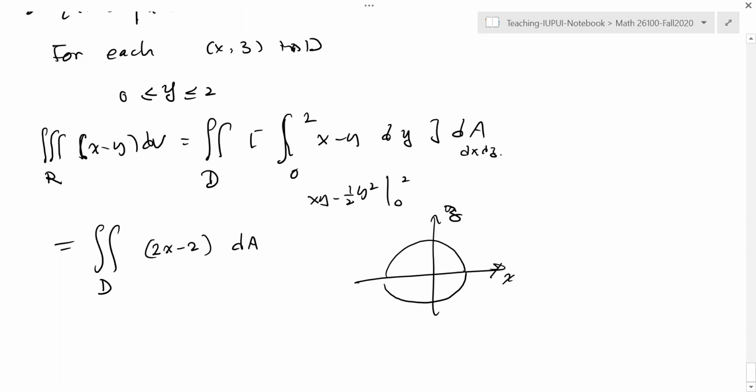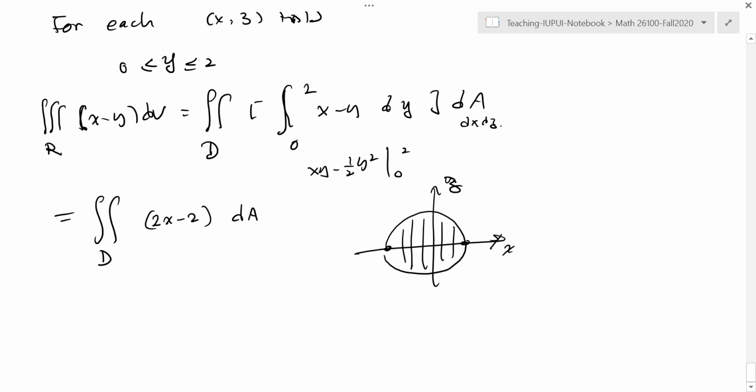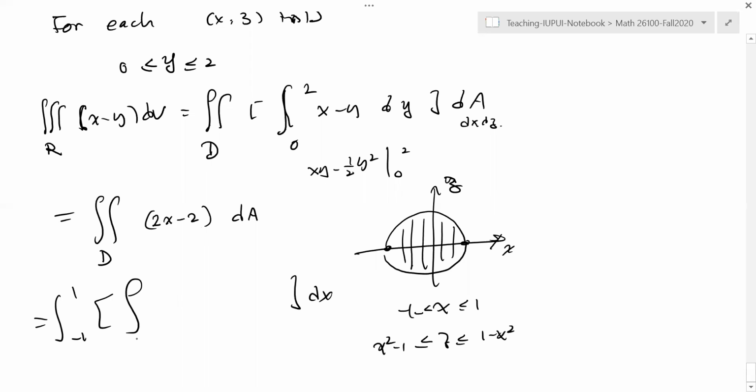double integral. For this double integral, the best way is to use vertical lines to write down the iterative integral, because x is between -1 and +1, and then for each x, z is between x squared minus 1 and 1 minus x squared. So this will be the integral from -1 to +1 dx, and the z is between those.